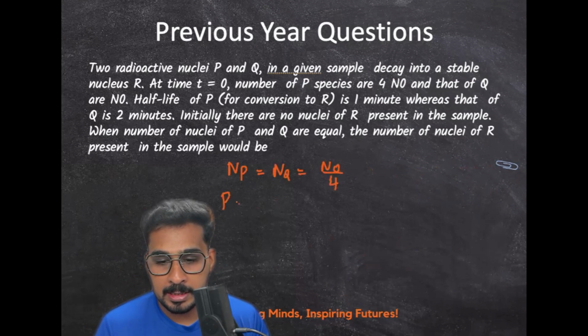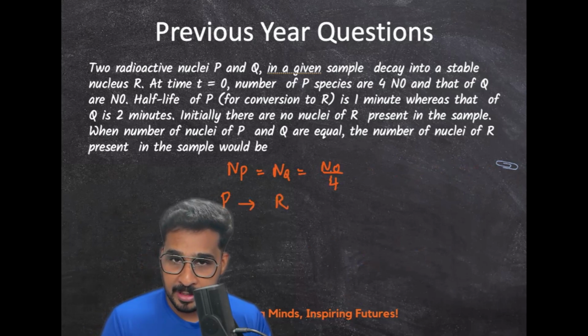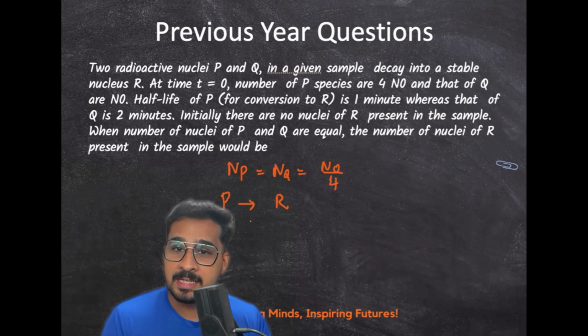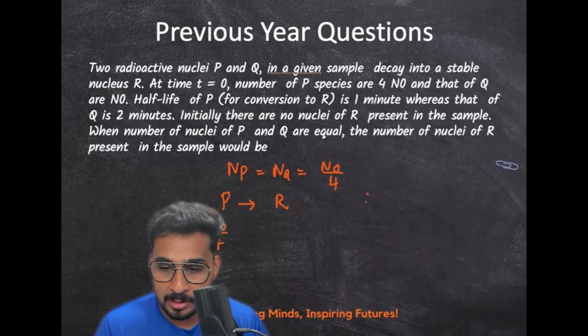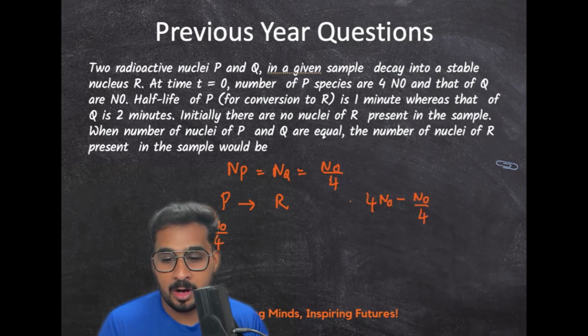So P is disintegrating to R. N naught by 4 is left. That means how much it has disintegrated, that is R. Initially 4 N naught is there, and N naught by 4 is remaining. So 4 N naught minus N naught by 4 will be disintegrated. That is the R value, which is equal to 15 N naught by 4.